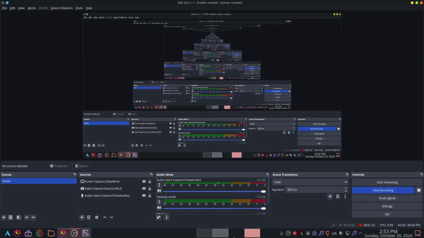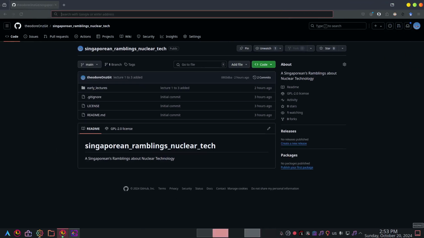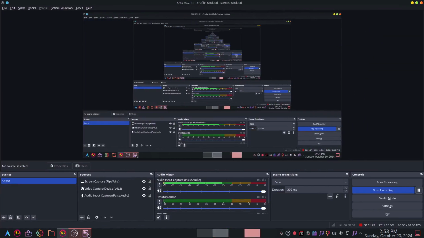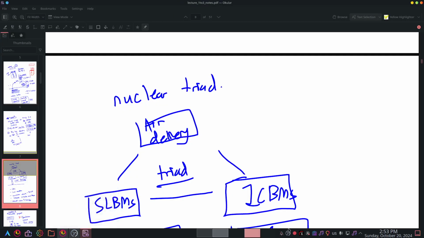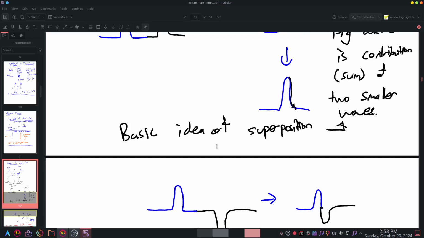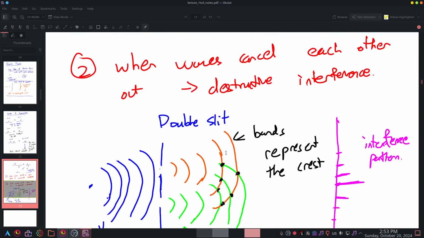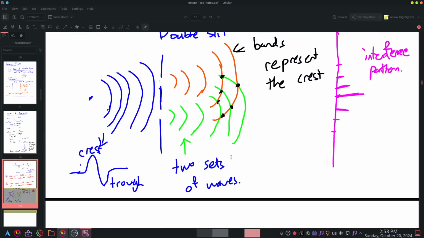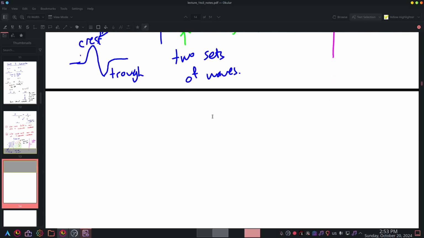Anyway, we spent a lot of last time talking about waves, superposition and all this. These are hopefully not too complicated ideas. You might be asking, what does that have to do with nuclear physics? You will eventually find out as I go through this stuff. This is, I think, lecture 4.